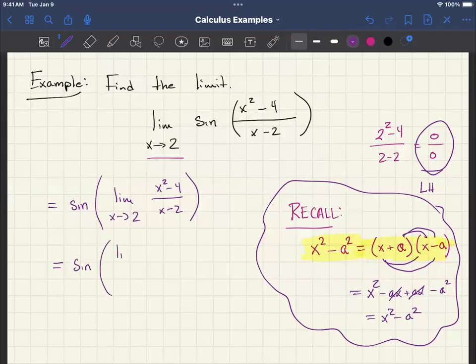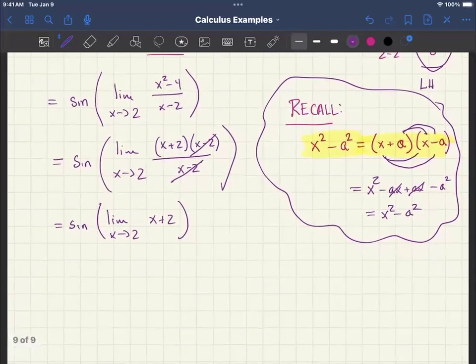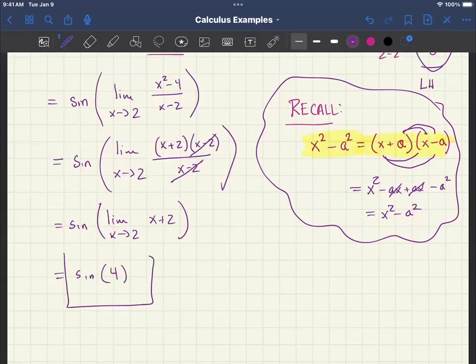We're going to take the limit as x goes to 2. We're going to break our numerator up. 4 is the same as 2 squared, so we're going to write that as (x plus 2)(x minus 2) all over x minus 2. And now we notice that our x minus 2's will cancel. And we get the sine of the limit as x goes to 2 of x plus 2. And as x goes to 2, that goes to 4. So our solution to this problem is sine of 4.